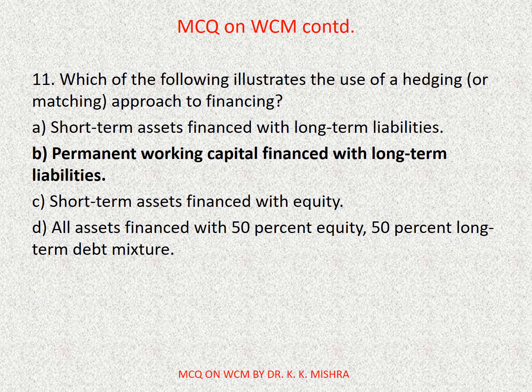Question number 11. Which of the following illustrates the use of hedging approach to financing? Options are A. Short-term assets financed with long-term liabilities. B. Permanent working capital financed with long-term liabilities. C. Short-term assets financed with equity. D. All assets financed with 50% equity, 50% long-term debt mixture. Correct option is B. Permanent working capital financed with long-term liabilities.